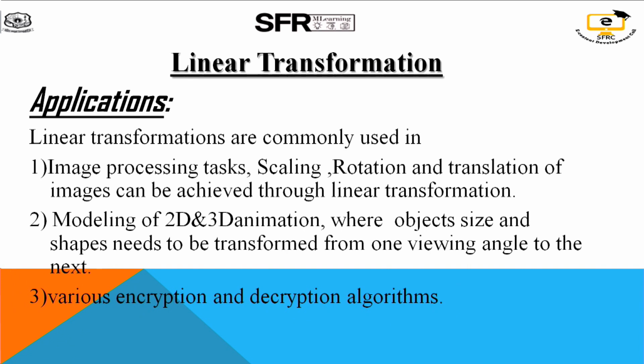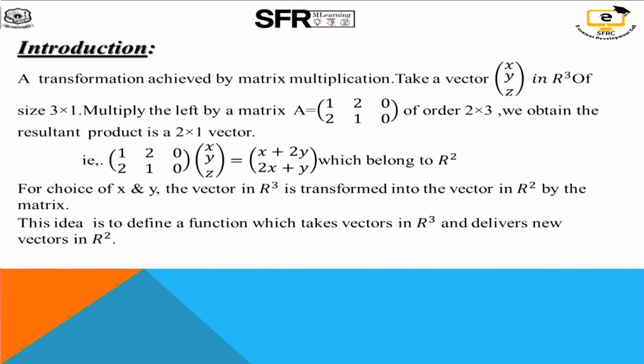Now we can see how the definition is framed. What is the idea behind defining this linear transformation? A transformation achieved by matrix multiplication. Usually matrix multiplication can be done with two matrices if the number of columns in the first matrix is equal to the number of rows in the second matrix, then we can multiply. That is the rule for multiplication.